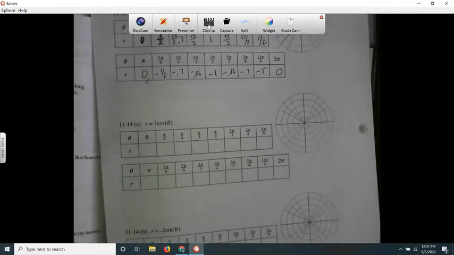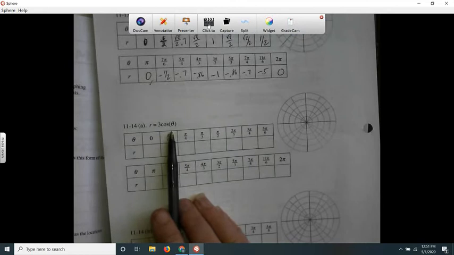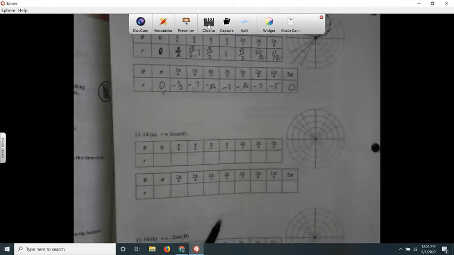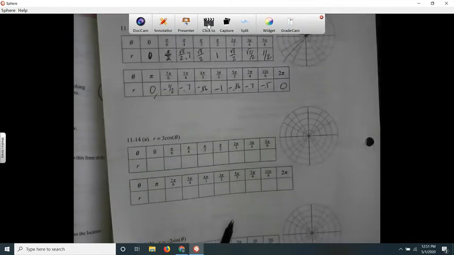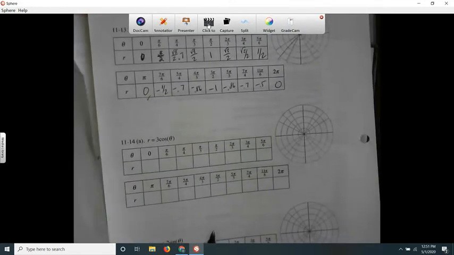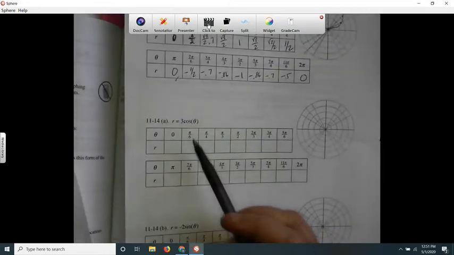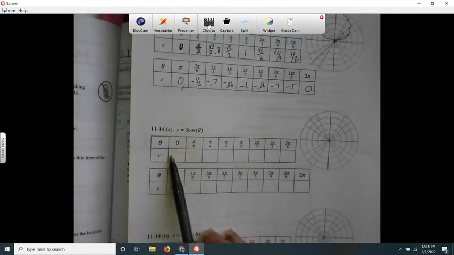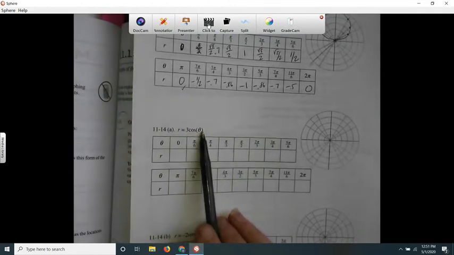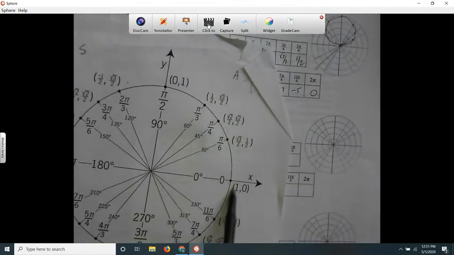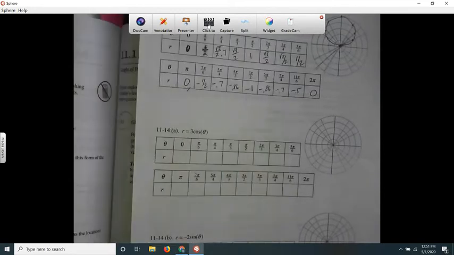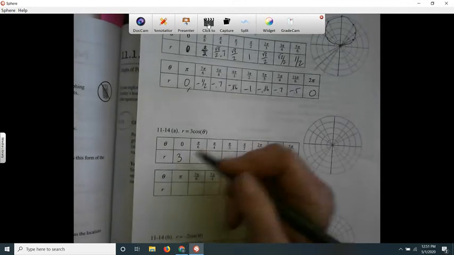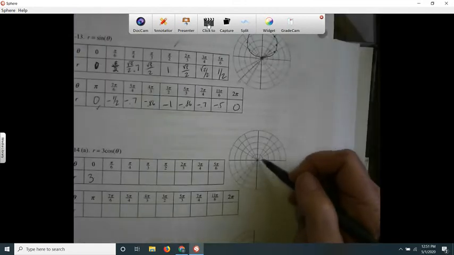What do you think would happen with 3 cosine theta? Oh, cosine. Well, that's very interesting. I don't want to go through this long. I don't think there's time for me to go through plotting all these points, but I could do this in a similar manner. I would just go, okay, so I need 0. What's cosine of 0? Cosine of 0 is 1. So I'd have 1 times 3. Well, that's 3.